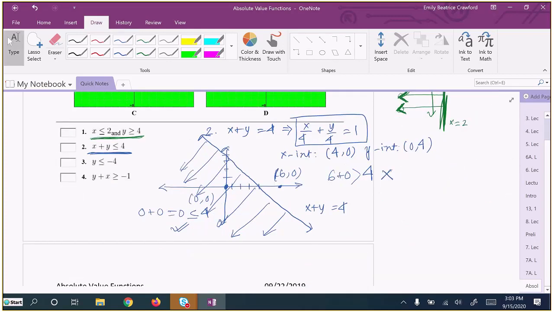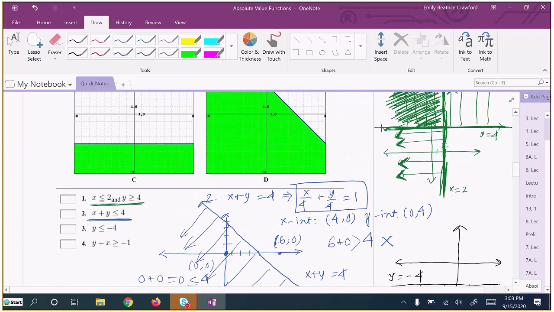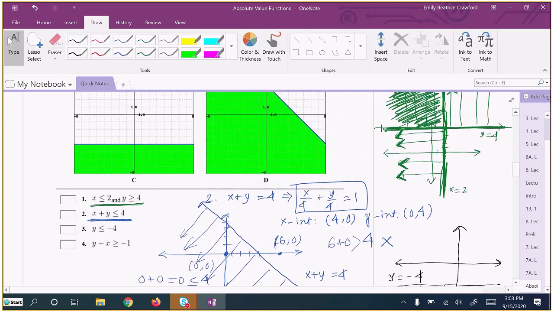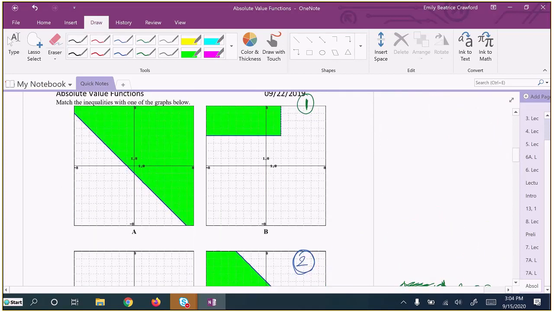The next inequality is y less than or equal to negative 4. So we will work it out, and this one will be pretty simple because we are only talking about one line. First we're going to draw the line y equal to negative 4. So this is the line y equal to negative 4. But I should be less than or equal to. So this is the region that we are choosing for the inequality region, and clearly the graph in C is that. So I will say this is the graph for the inequality in 3. And then without doing any work, we can go ahead and say that the graph in A is the graph for the inequality in 4.